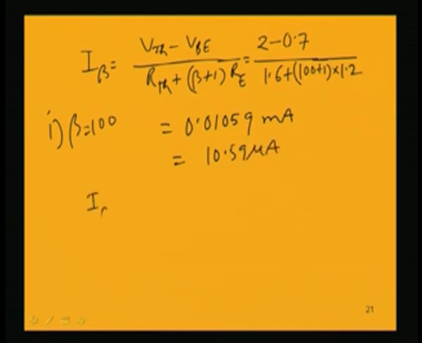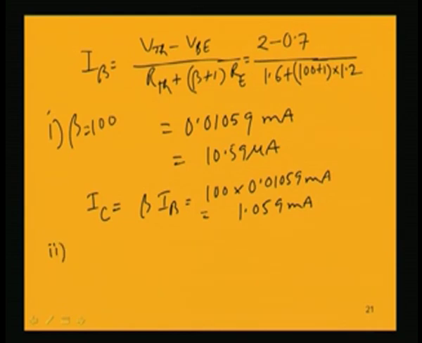Now, corresponding collector current is beta times IB, which is equal to beta value 100 into 0.01059 milliampere, and that is equal to 1.059 milliampere. This is the first case when beta was 100.